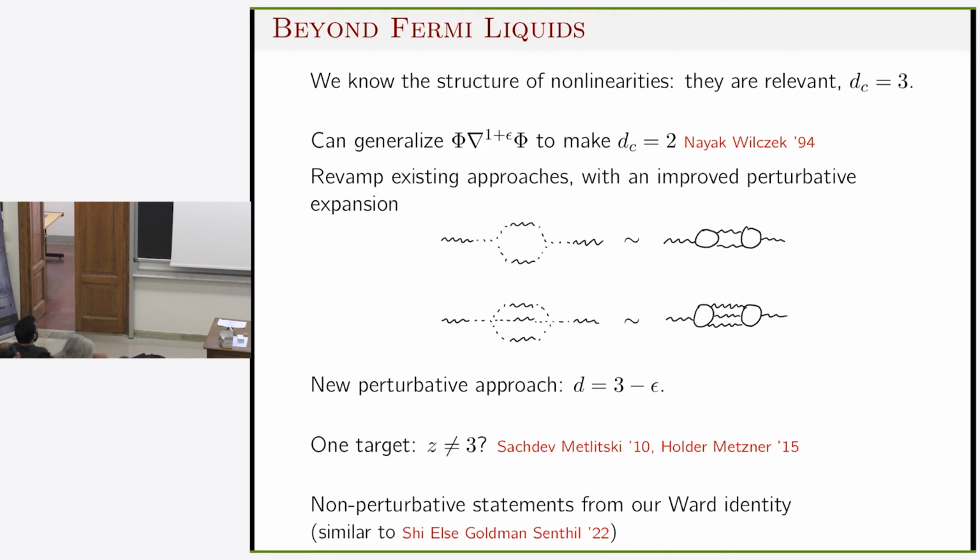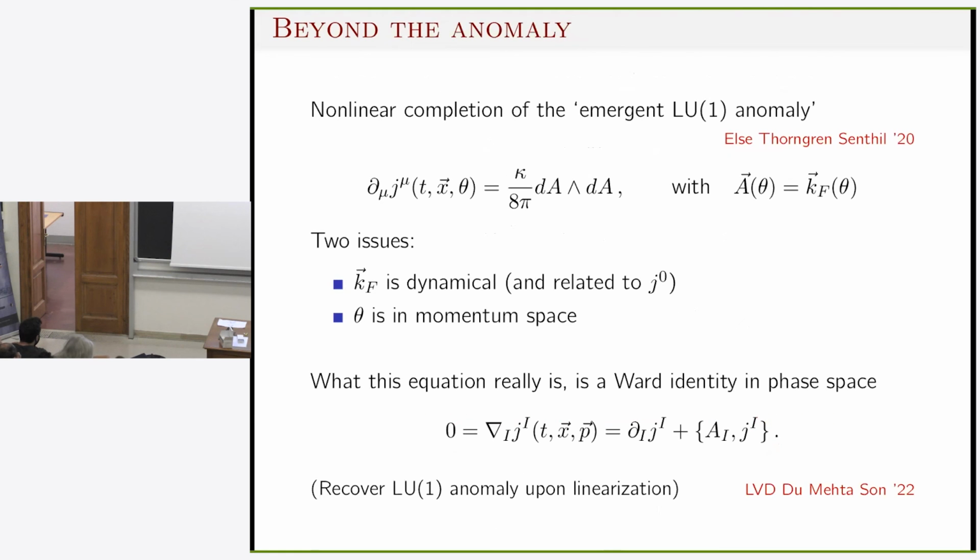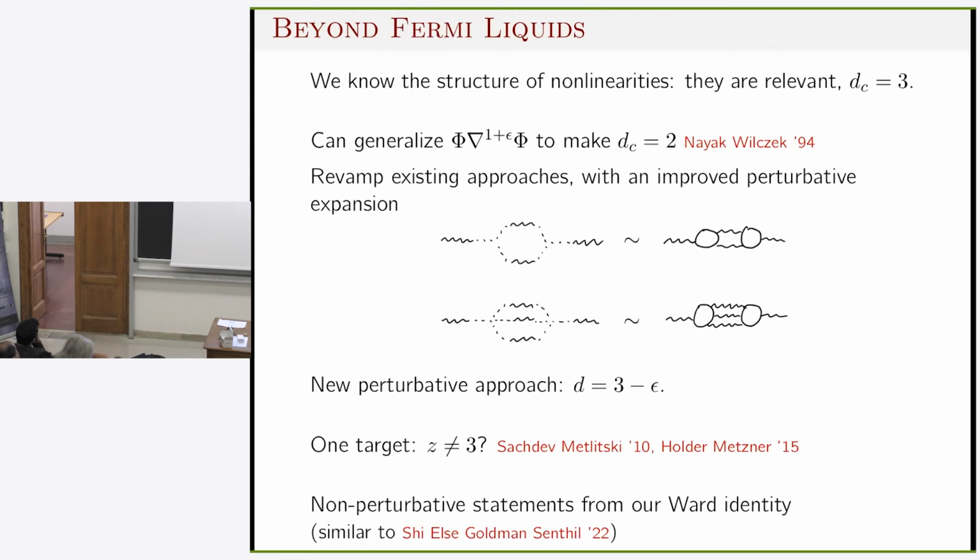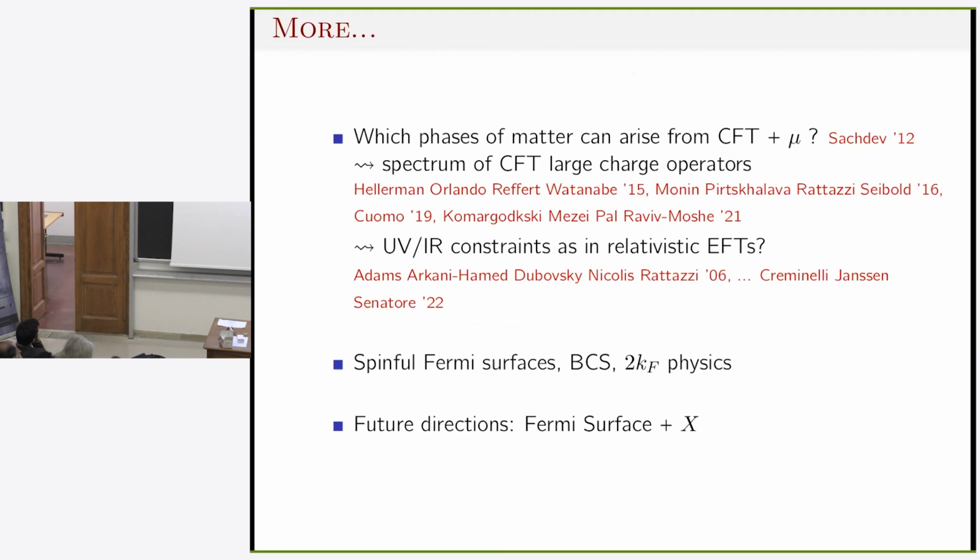And in this line of work, there's some inspiring papers by these people where they tried to use this anomaly or some version of this anomaly to make statements about non-Fermi liquids. Now that we understand what's breaking the LU(1) symmetry, this might help us understand some aspects of non-Fermi liquids non-perturbatively. But those are mostly hopes for now. Okay, so let me close here.